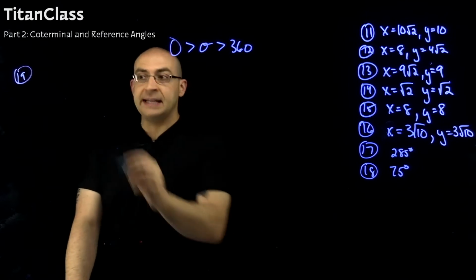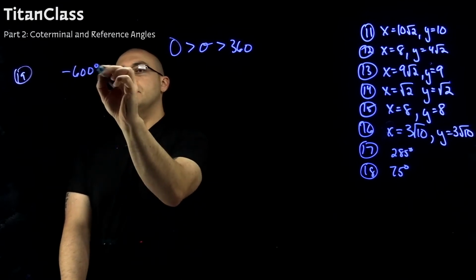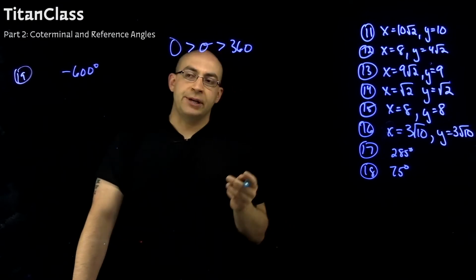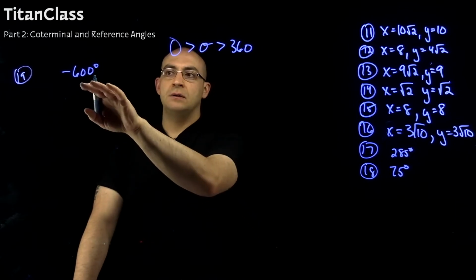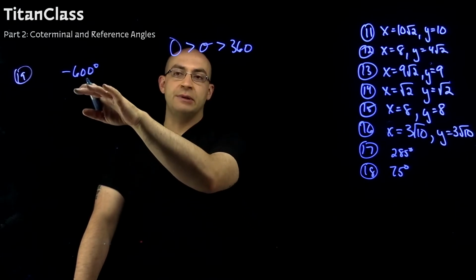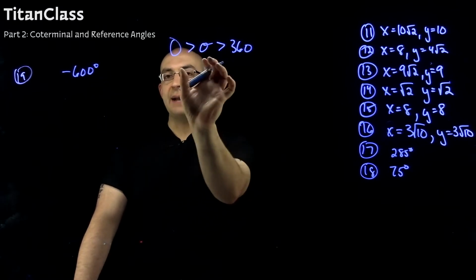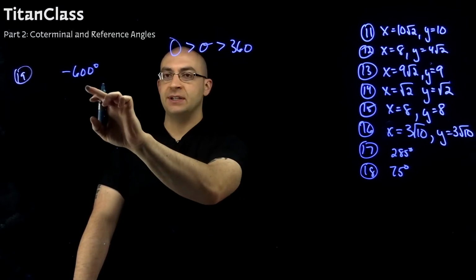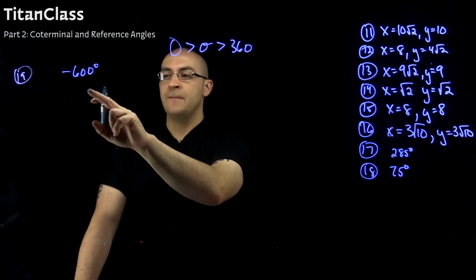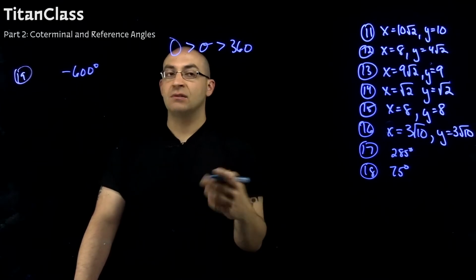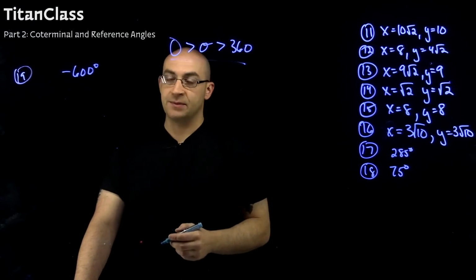Okay, negative 600. All right. Tricky, because the initial value here is negative 600. So I'm going to have to add 360 to this multiple times because I need my answer to be positive. Remember, I need it to be in the positive range from 0 to 360.